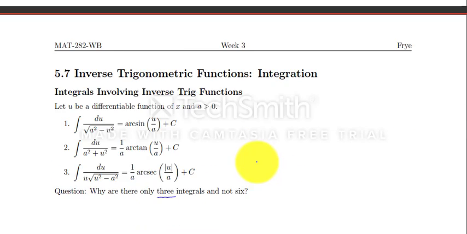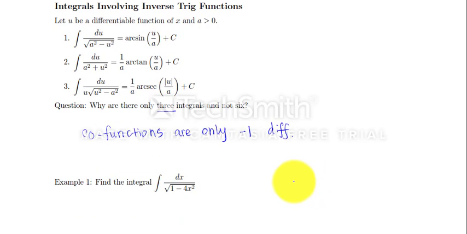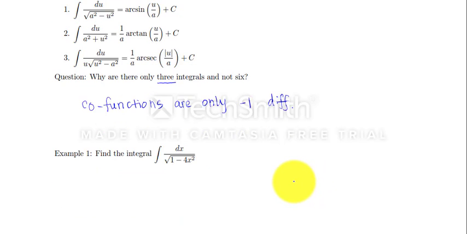Therefore, we only need formulas for 3 inverse trig functions, because the cofunctions are only a -1 factor different, and we know how to handle the constant -1. So let's take a look at example number 1.